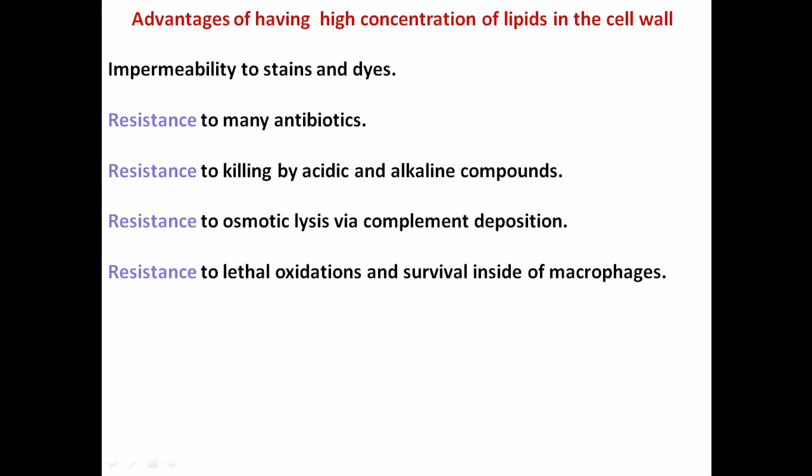Now let's talk about the advantages of having a high concentration of lipid in the cell wall. Having cord factor and mycolic acid in most cases helps Mycobacterium tuberculosis escape most of the host defense machineries. That's a very important advantage. Another advantage is that the mycolic acid layer helps the bacteria not to be stained by dyes. They are impermeable to the different stains and dyes that we usually use to stain other bacteria.